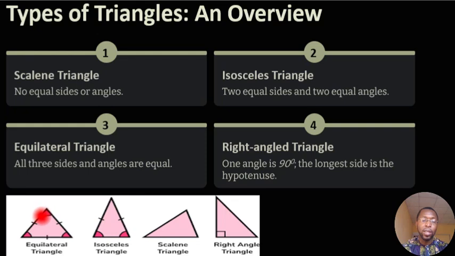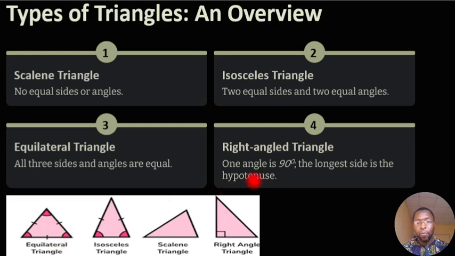Of course, since the sum of angles in a triangle is 180, that means in an equilateral triangle, each of the angles is 60. This is 60, this is 60, and this is 60, because 60 plus 60 plus 60 will give us 180. So it's only the equilateral triangle that has a specific known equal angle, which is 60 degrees.